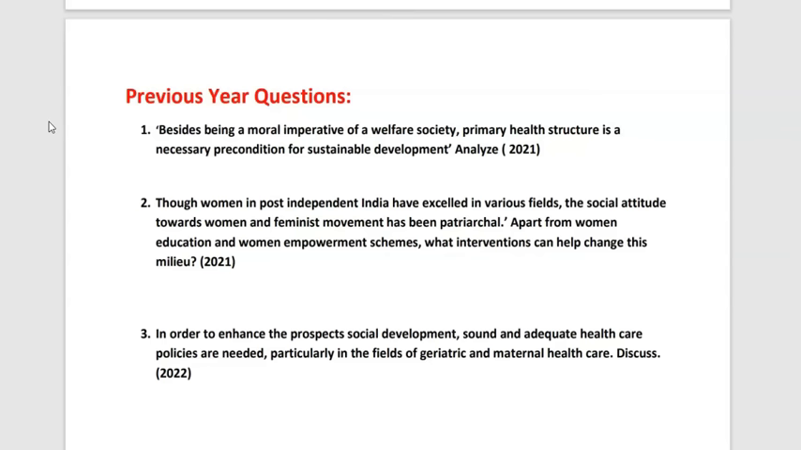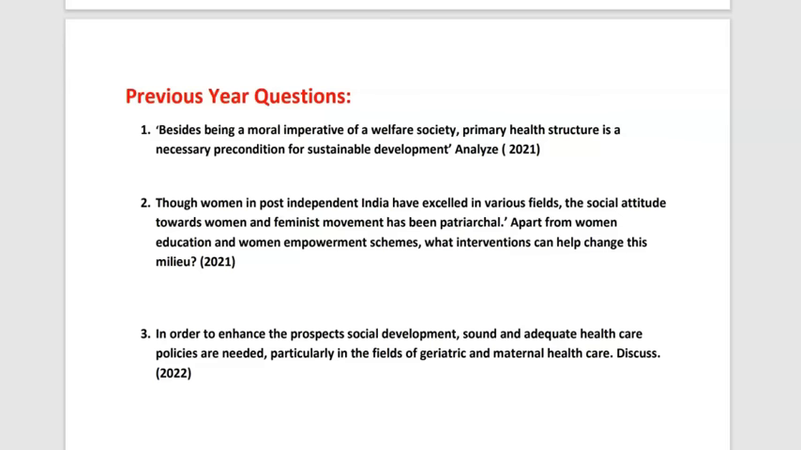Again in question number 3, it directly asks that in order to enhance the prospects of social development, sound and adequate healthcare policies are needed, particularly in the field of geriatric and maternal care. Geriatric means older or elderly people. It says to discuss. So I guess it is understood by everyone now how to prepare any topic. Maybe it's not connected directly to the question, so you have to have a habit of incorporating your points wherever you feel you're getting a chance and opportunity to enhance your answers.